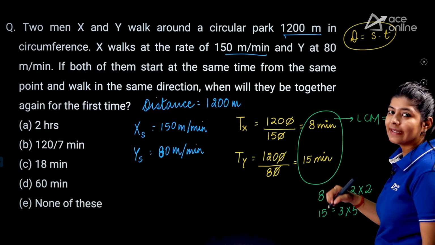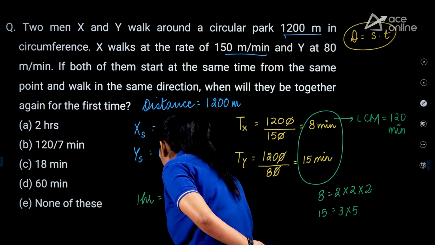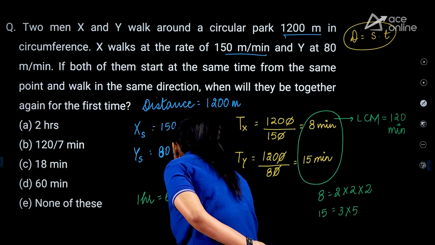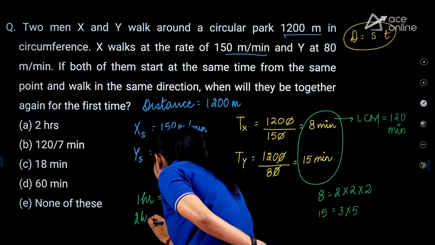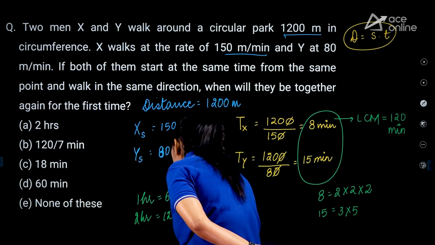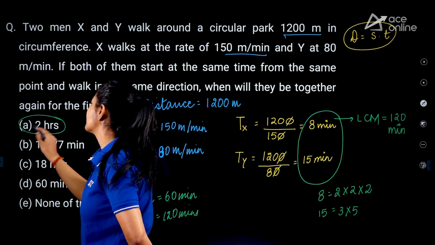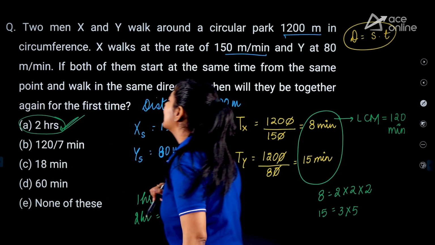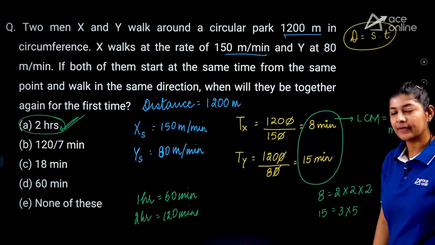And I know that in 1 hour, I am having 60 minutes. That means I am having 120 minutes in what? In 2 hours. So the correct answer over here is what? Option number A, 2 hours. Option number A is the correct one, right?